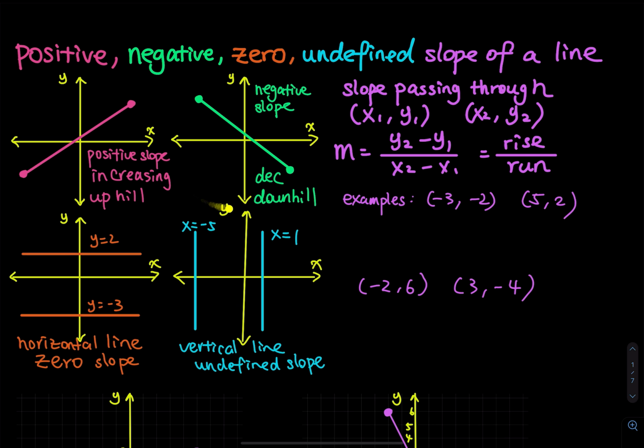The second graph, this line has negative slope. The line is decreasing and is going downhill. So as x increases, y decreases. For driving, as you drive from left to right, you are going downhill.